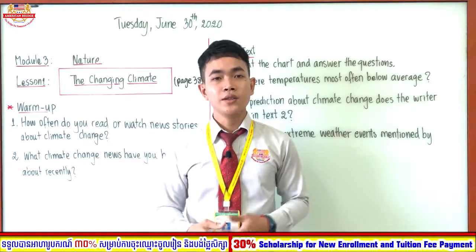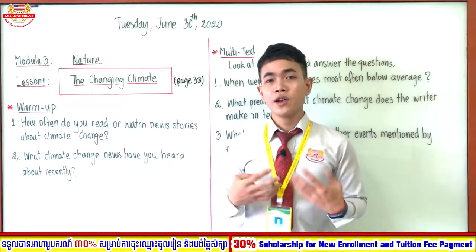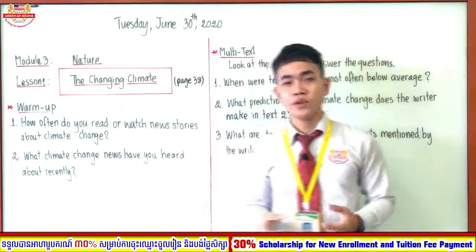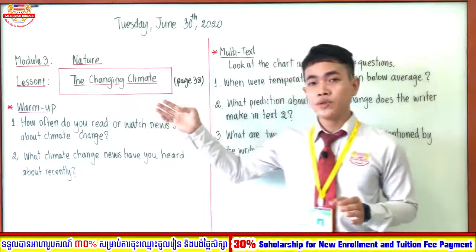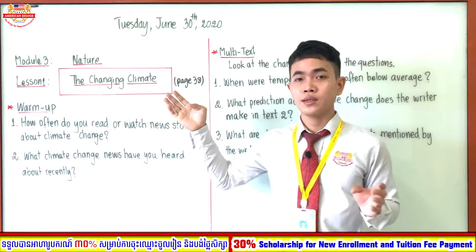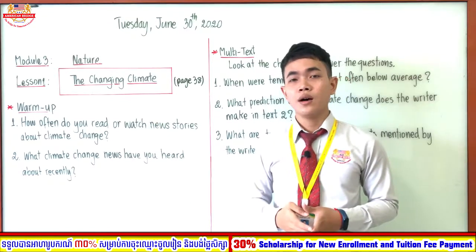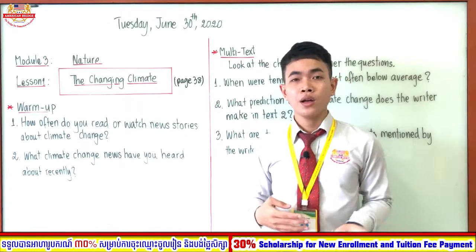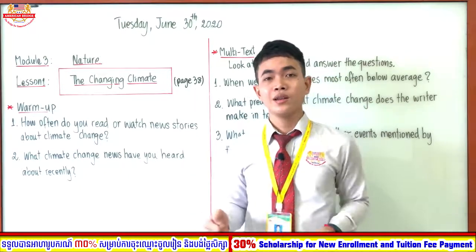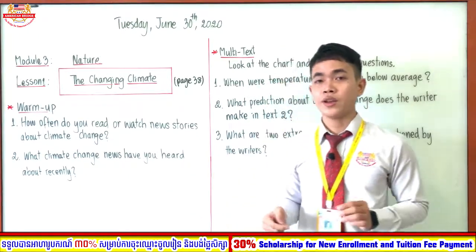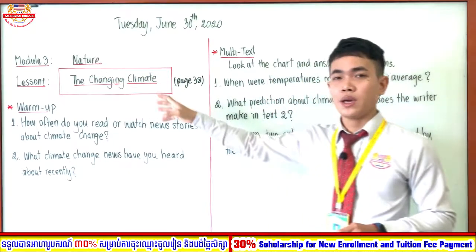Okay, so today we're going to talk about our Blueprint 5 subject. We're going to learn something new in our book, which is Module 3. The title of our module is Nature, so the whole lesson may cover all things related to nature. Our title today is about the changing climate.